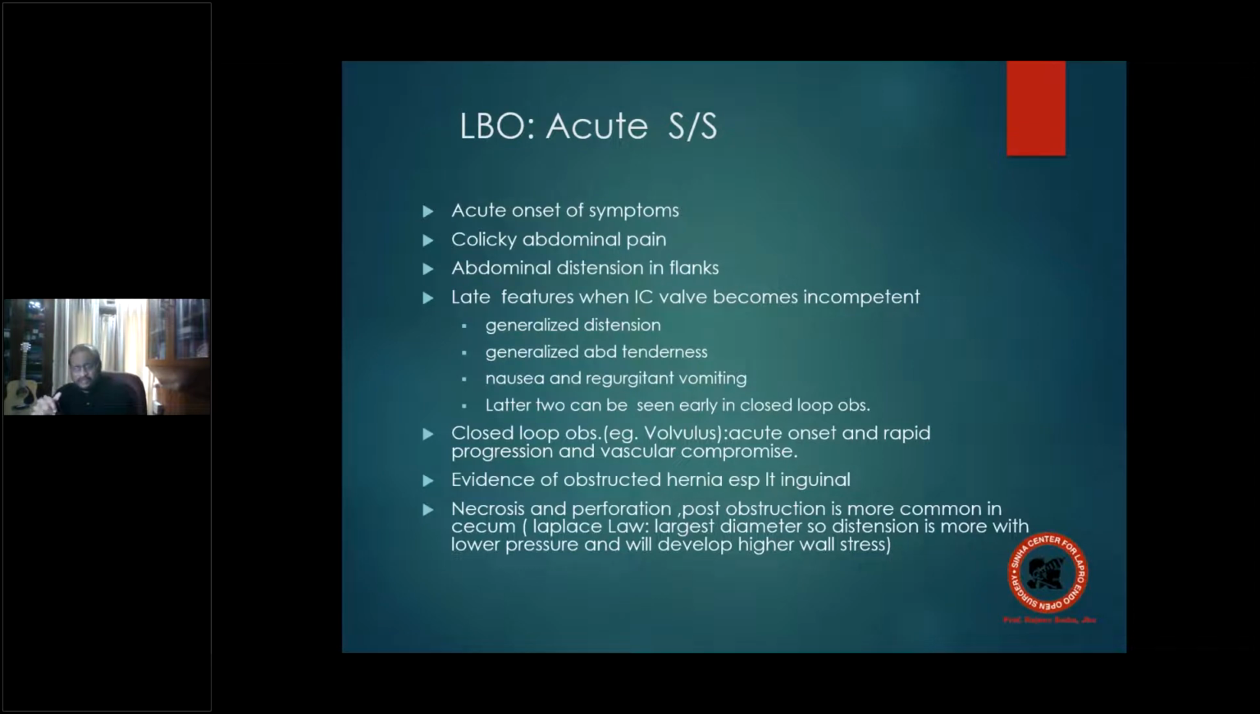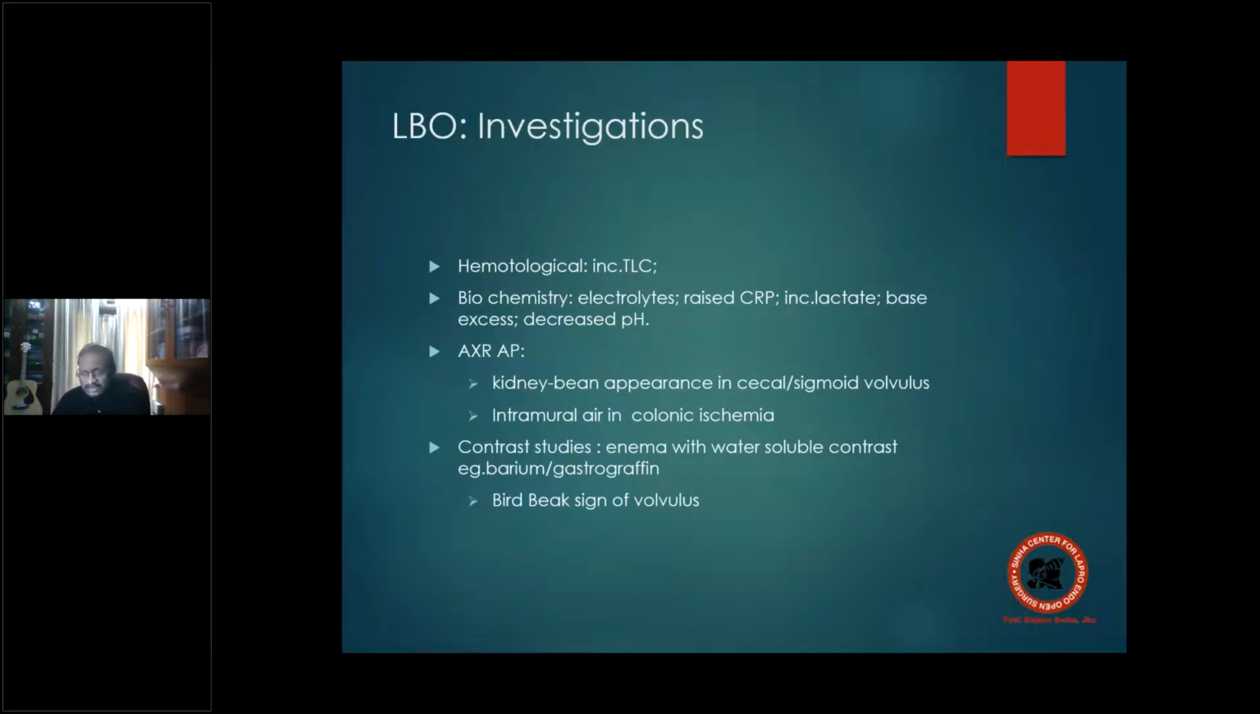Necrosis and perforation post-obstruction is more common in the cecum. So if we compare the sigmoid and the cecal volvulus, necrosis and perforation is more common on the cecum side and less common in the sigmoid, and that has to do with Laplace's law. I'm not going to go into what Laplace's law says, but just so that it's mentioned here, the largest diameter is the cecum, even more than the sigmoid, so distension is more with lower pressure and will develop higher wall stress. Go and look up what Laplace's law says and how it can be applied to a cecal volvulus.